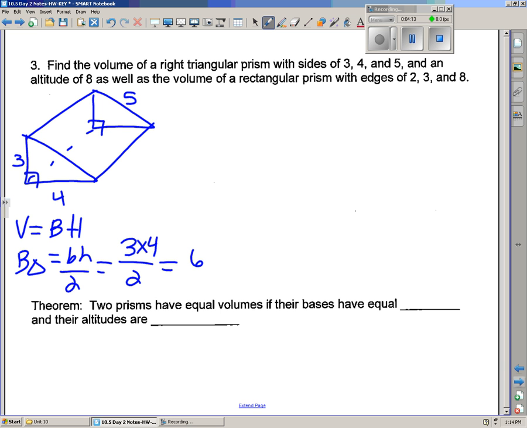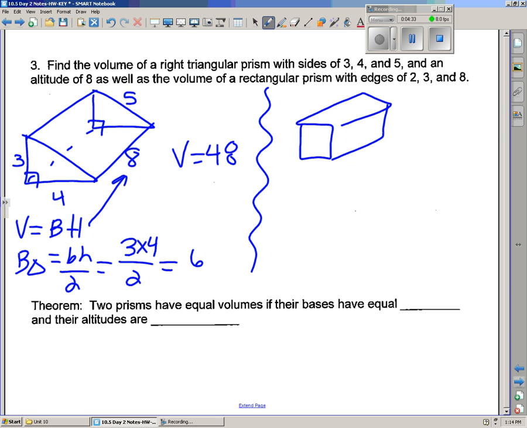The height of the solid, which is the altitude, they tell you happens to be 8. So the volume is going to be 6 times 8, so my volume equals 48. We know it's units cubed, I'm not worried about that right now. Let's take a look at this prism. We've got the edges are 2, 3, and 8. It doesn't really matter what goes where. I'll put 2, 3, and 8.